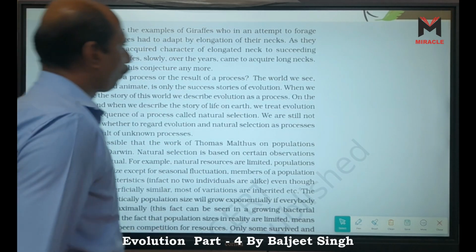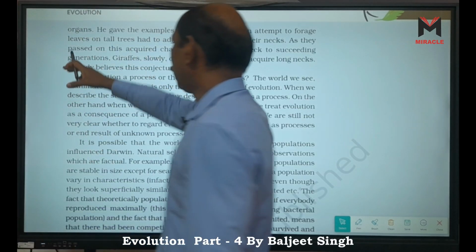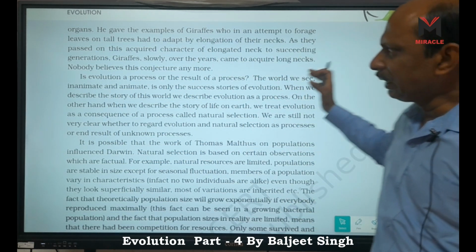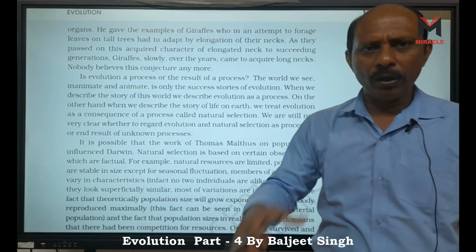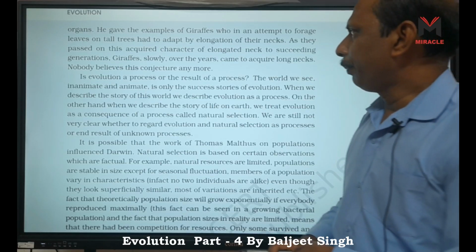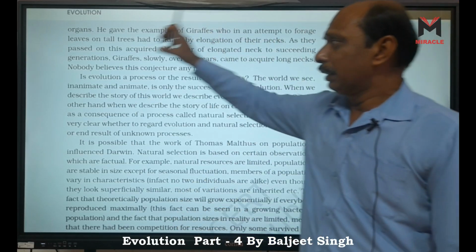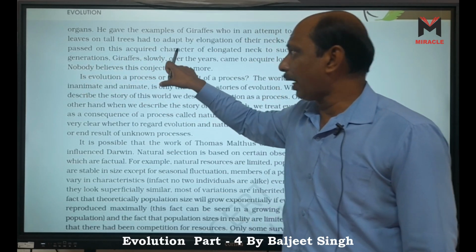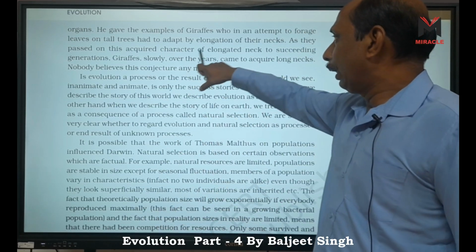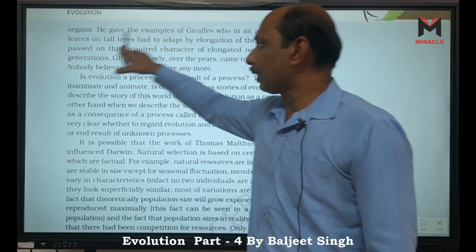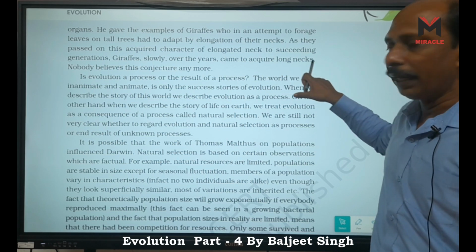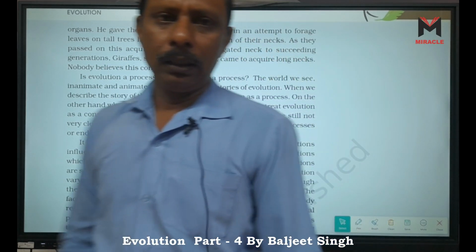He gave the example of the giraffe, which in an attempt to forage leaves on tall trees had to adapt by elongation of their necks. And as they passed on this acquired character, because they used their forelegs and neck region, their forelegs and neck region increased in size, right? And it becomes strong, and this acquired character is passed on. Acquired character means the increased forelimbs and elongated neck, and in succeeding generations, giraffes slowly over the years came to acquire long necks and long forelegs, right?